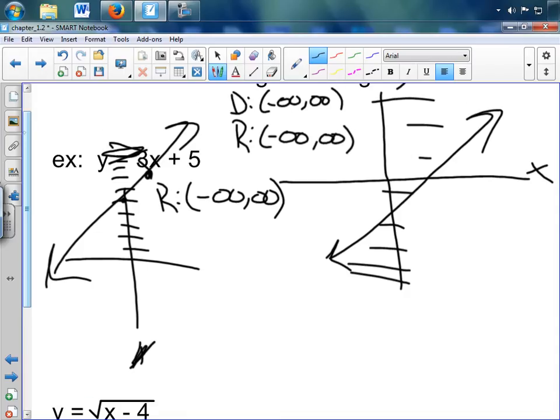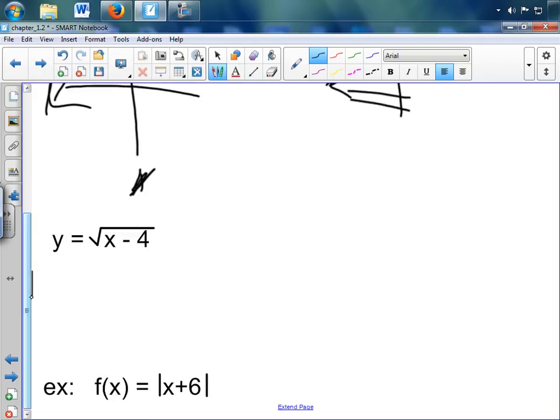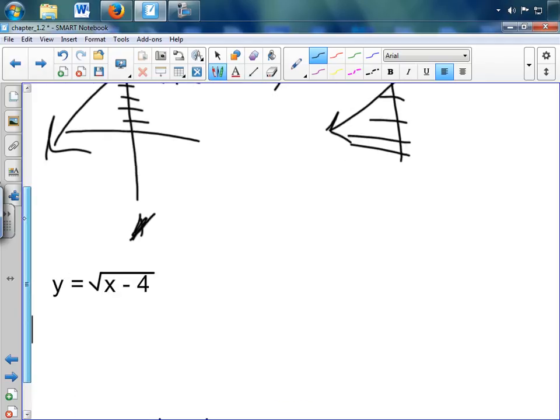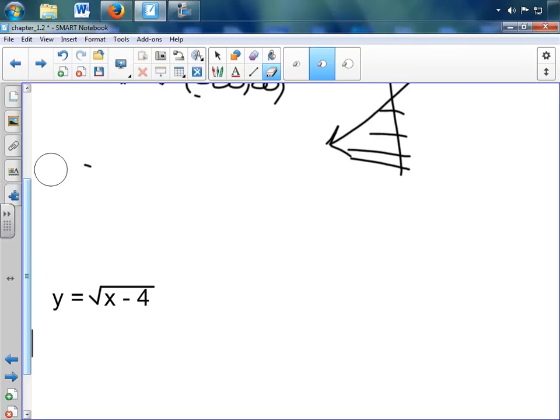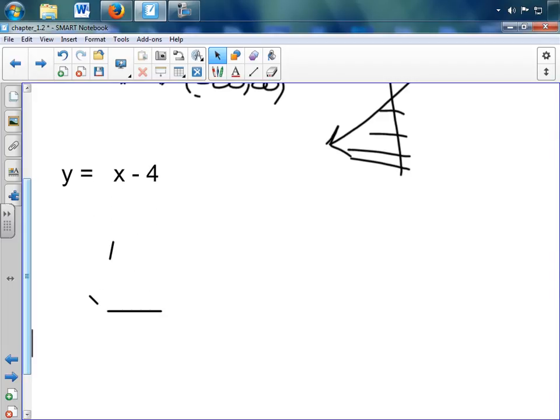Okay? So graphically, go ahead and, oops, I don't want to do that. Let me get some room for you. That never works. I get to recreate it up here. Find the range of that function.